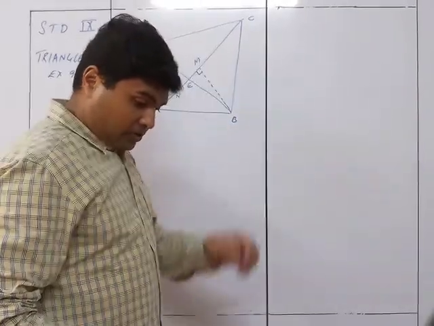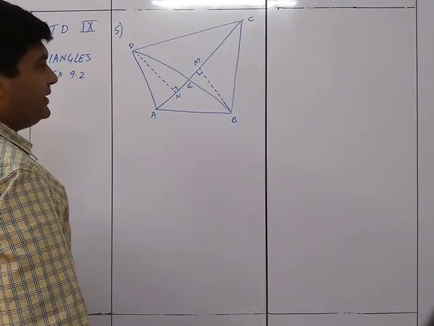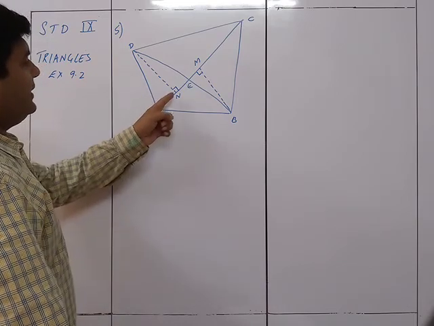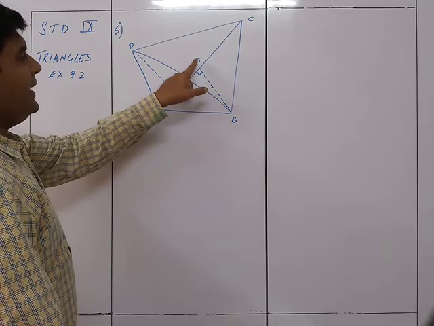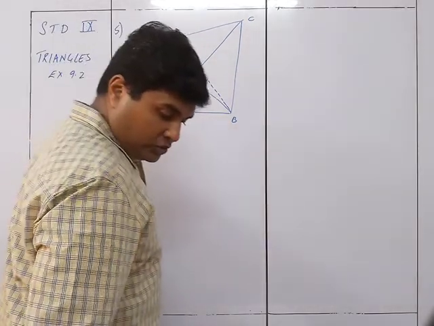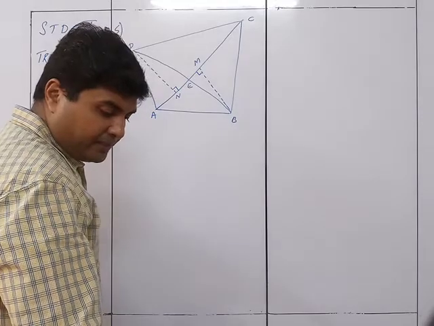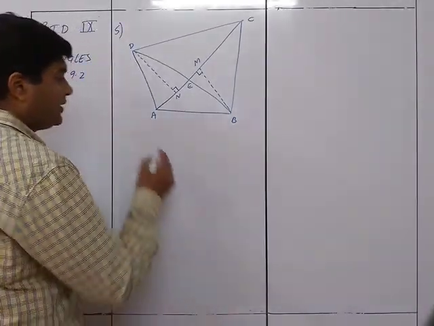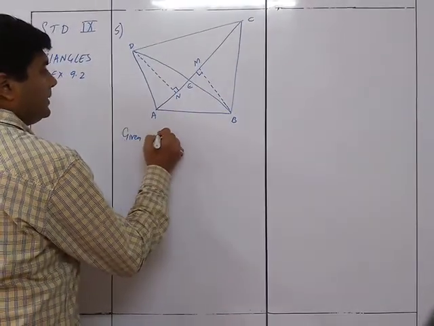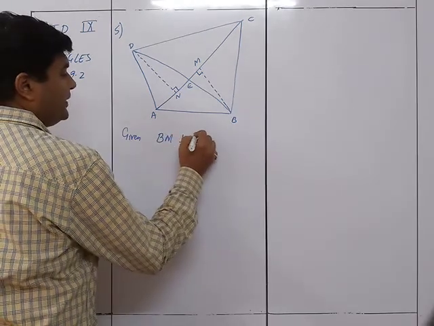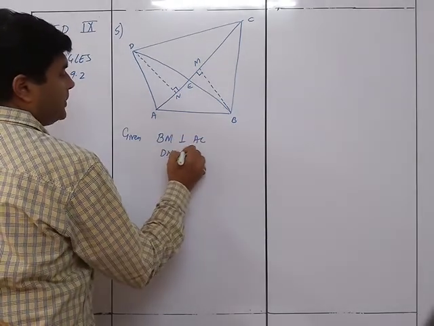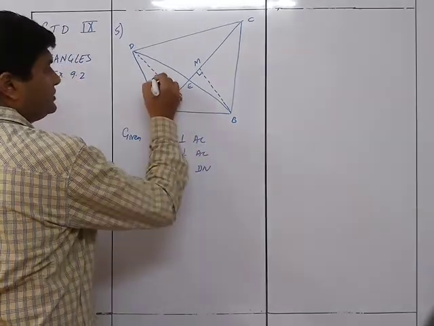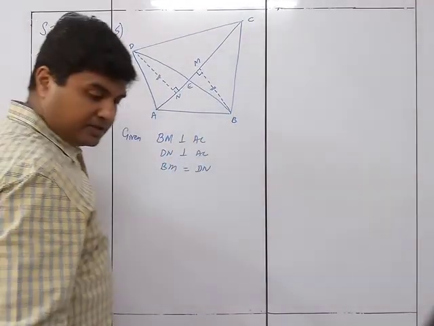Okay. So this is a figure which is given to us. ABCD is a quadrilateral and AC and BD are the diagonals. DN is perpendicular to AC and BM is also perpendicular to AC. So given, BM is perpendicular to AC and DN is perpendicular to AC, and BM is equal to DN. This is the data given to you.